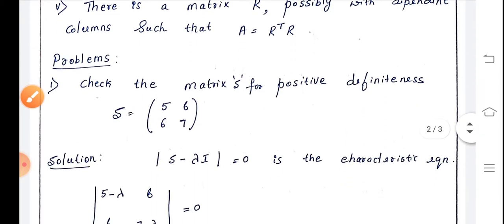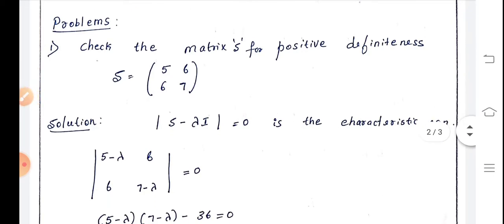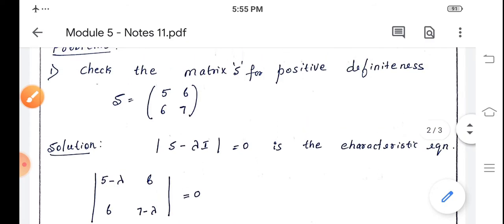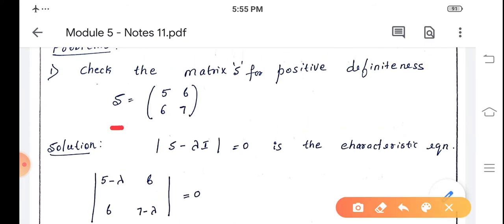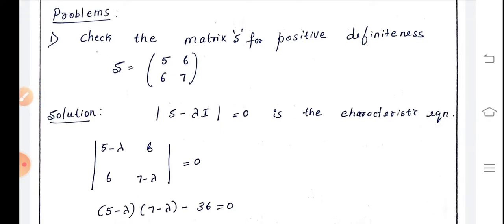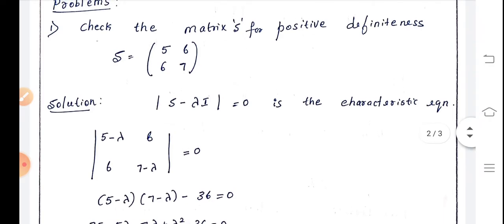Now let us work out few problems on positive definite matrices to test whether the given matrix is positive definite or not. Question number 1. Check the matrix S for positive definiteness. The given matrix is S is equal to first row 5, 6, second row 6, 7. Here, to test whether the given matrix is positive definite or not, we can find the eigenvalues of S. If the eigenvalues of S are greater than 0, then we can say that it is positive definite.